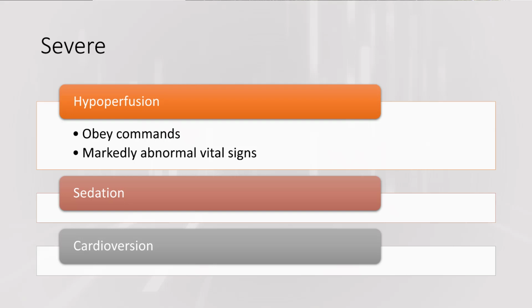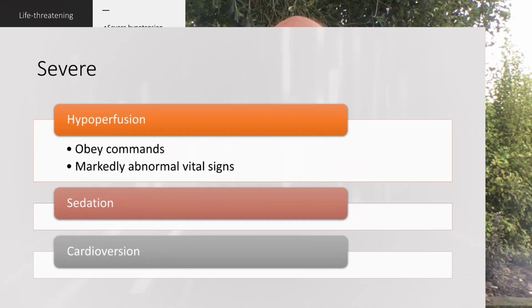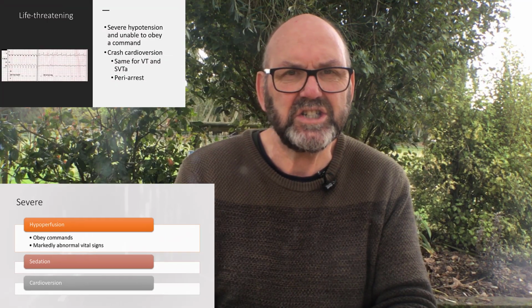So to reiterate, if the patient cannot obey a command, the assumption is the patient is in peri-arrest and needs immediate cardioversion. If there is severe compromise but the patient can obey a command, this does not indicate peri-arrest, and it's far more humane to administer sedation before the cardioversion, and the sedation for paramedics will be a rapidly acting dissociative agent such as ketamine.